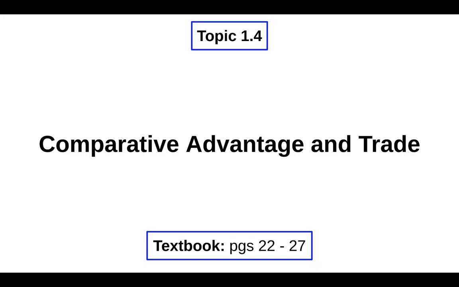Hey guys, it's Mr. Schmidt here, and in this video, we're going to look at topic 1.4, comparative advantage in trade. This would be pages 22 through 27 in your textbook. And so, really, what we're looking at here is another application of opportunity cost. So, we looked at that with the production possibilities curve, constant and increasing opportunity costs, and here we're looking at how to apply it to trade between two individuals or countries.